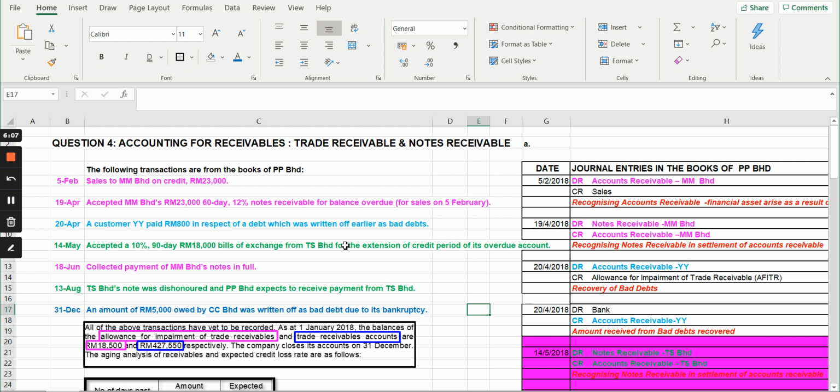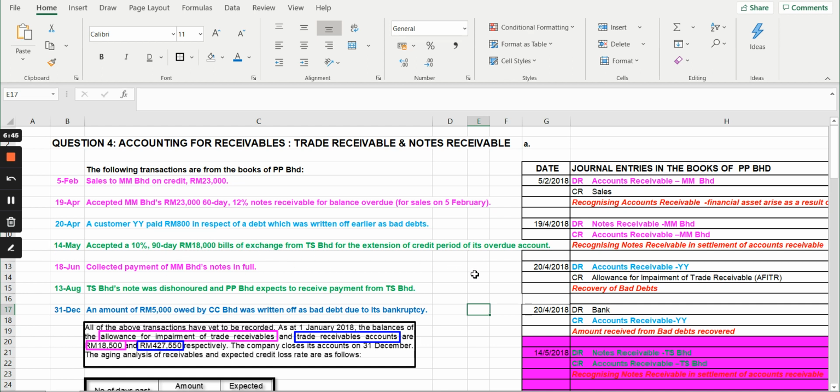And TS is actually asking for extension of credit period for its overdue account. So earlier they purchased from you on credit, and now the company has decided they cannot pay. So TS now issues a note to you, which for TS is a notes payable. But to us, we are PP Berhad, so that is a notes receivable. It is asking for extension of credit period, but it has a stronger claim now because it's a stronger promise by way of having a bill of exchange.